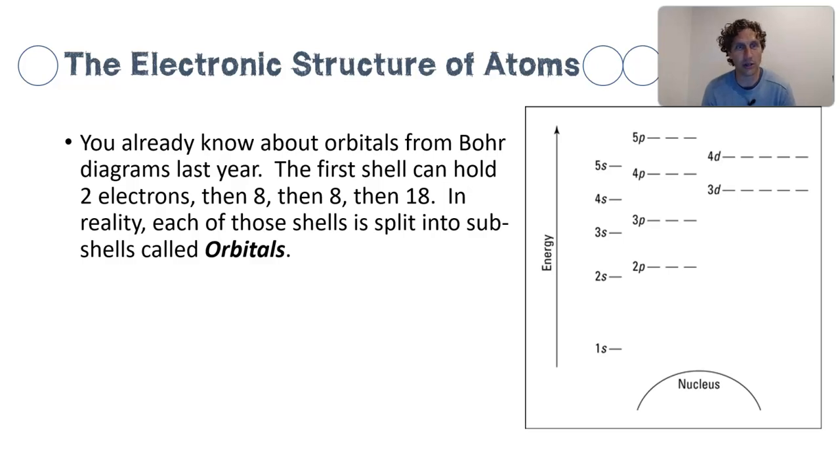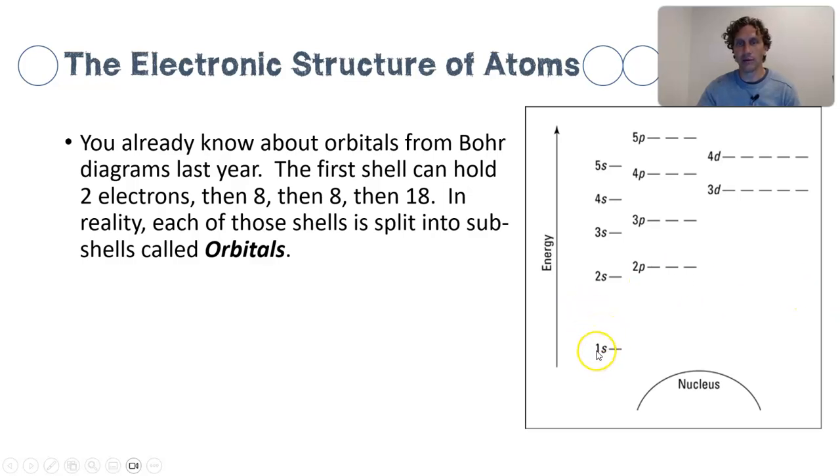You know that the first shell can hold 2 electrons, right? The first energy level can hold 2. You can see that on the periodic table. And then the second energy level can hold 8, and then 8, and then 18. But in reality, those energy levels have sublevels, and we call those orbitals. And we have a diagram here of those levels.